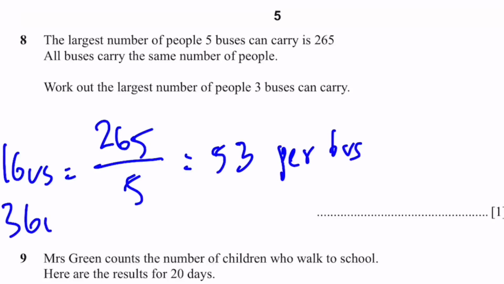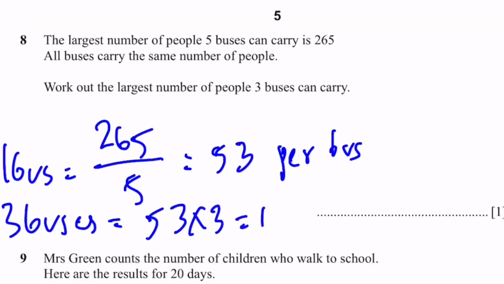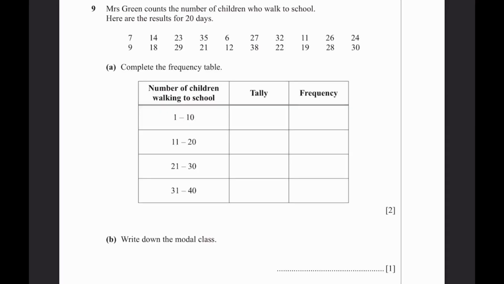And now 3 buses will be 53 into 3, which is 159. Therefore, 159 people is the maximum. Question 9. Mrs. Green counts the number of children who walk to school. Here are the results for 20 days. So we have this results table right here, and they include 20 different values for number of children per day.